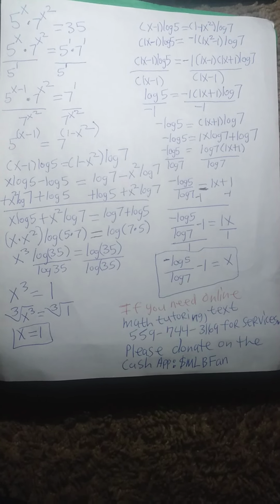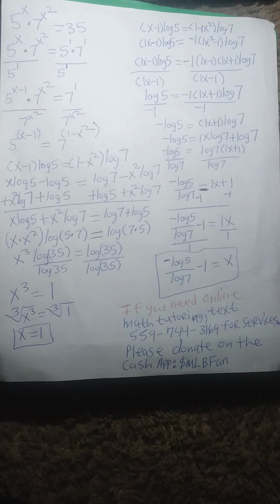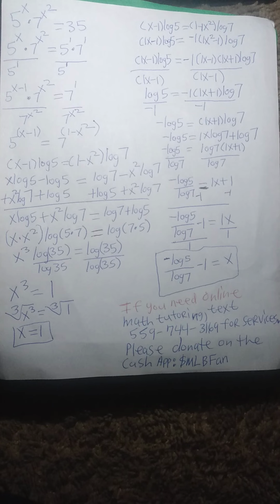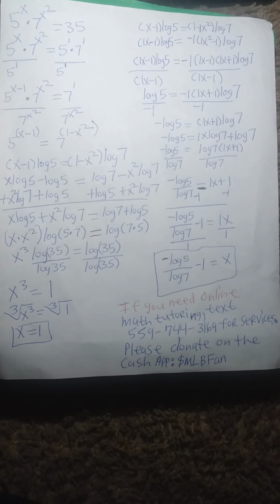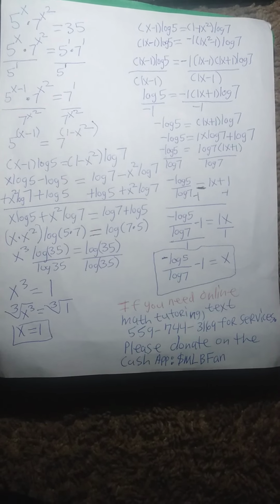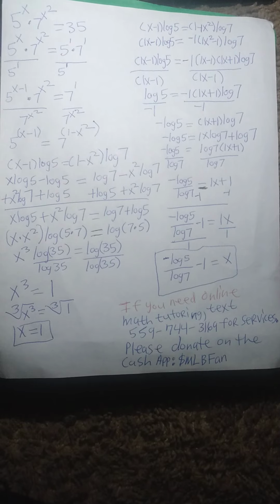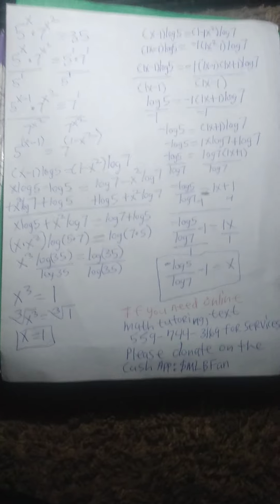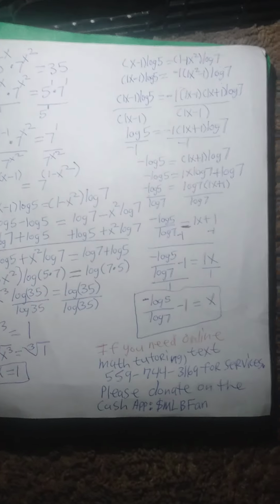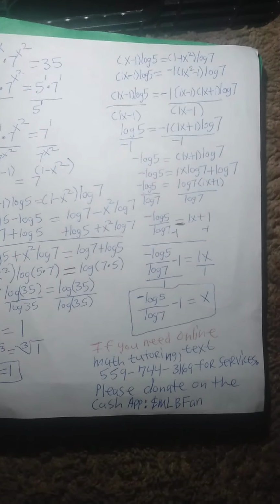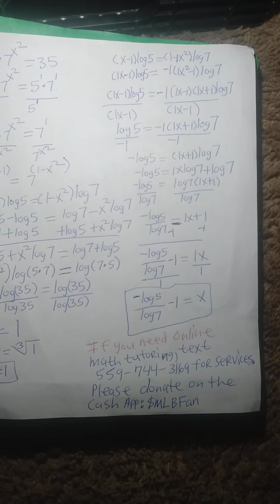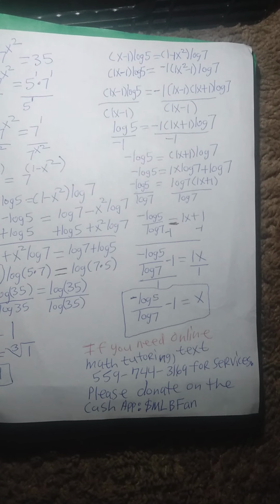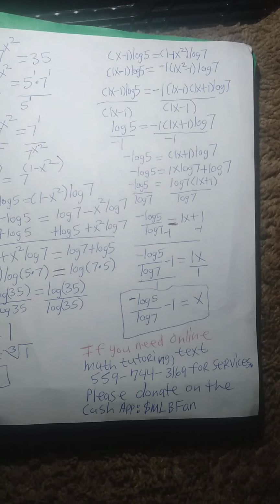So this will now read x to the power of 3 times log of 35 is equal to log of 35. So we need to divide both sides by log of 35, and we have now x cubed is equal to 1. Then we need to take the cube root to both sides, and we will have x is equal to 1. Now we need to bring the equation back of x minus 1 log 5 is equal to 1 minus x squared log of 7.